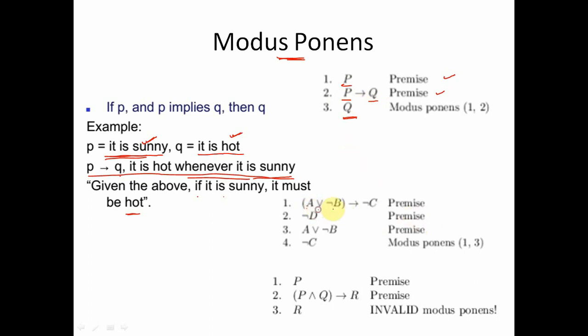Now, A or negation of B implies negation of C. Let us say this is a premise. A or negation of B, this is yet another premise. Let us say this is the premise and this is the premise.